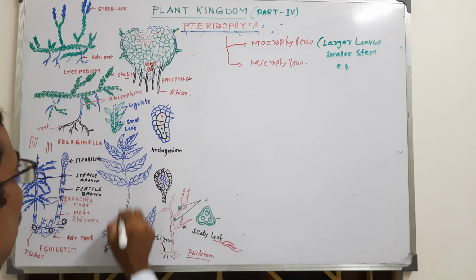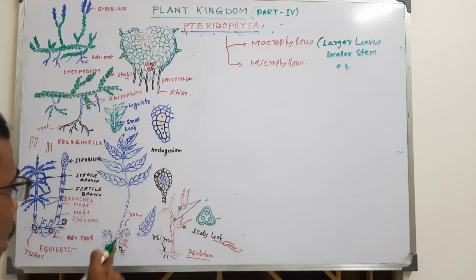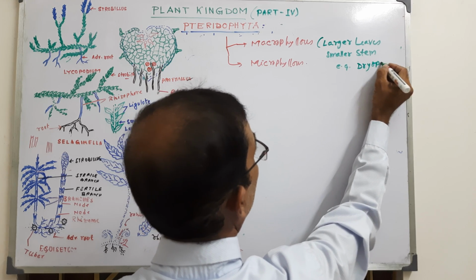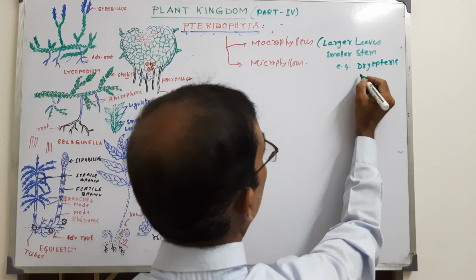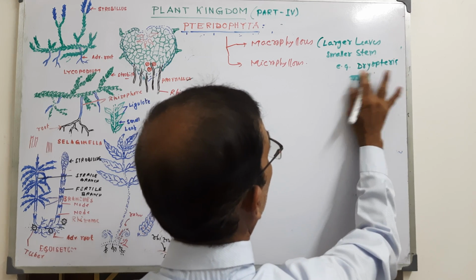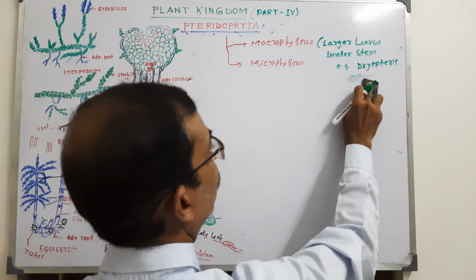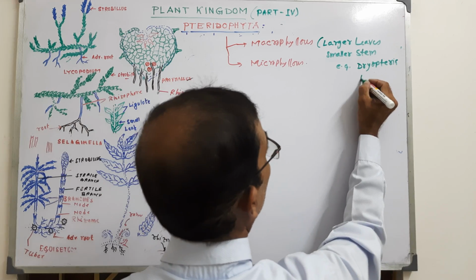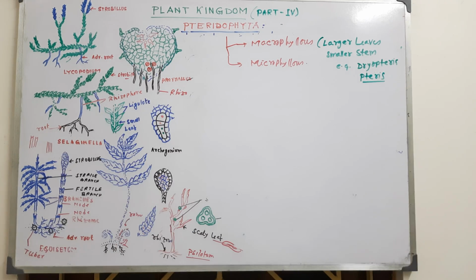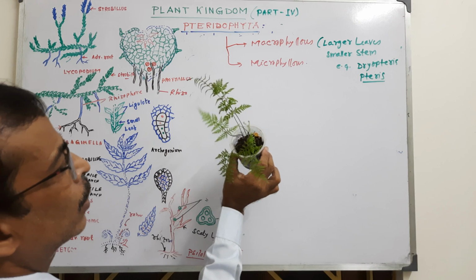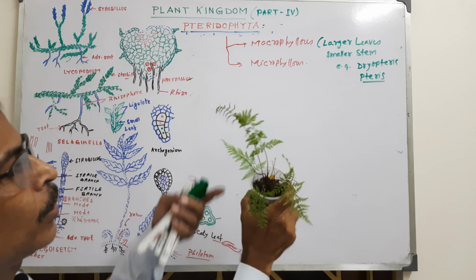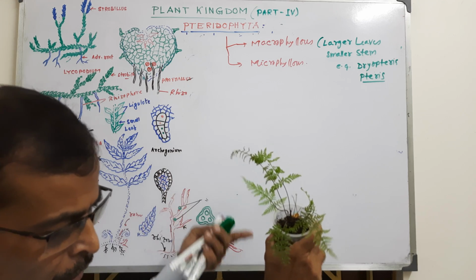Example of macrophyll. These are the macrophyll. Look here, the stem is large, draft trees. Most of the ferns, draft trees, Adiantum, draft trees. Look here, this is a small species of draft trees. The stem is very small, and the leaf is very large.